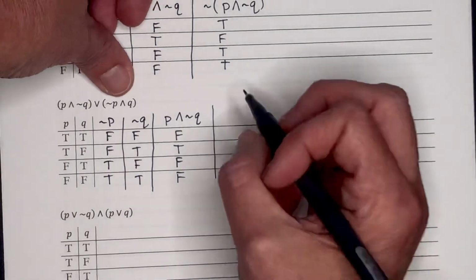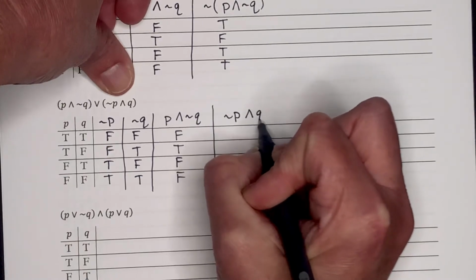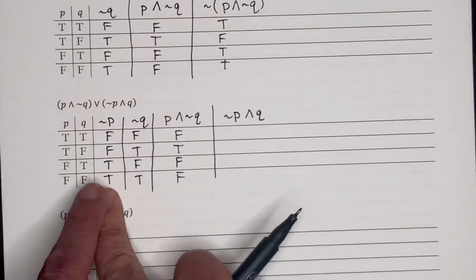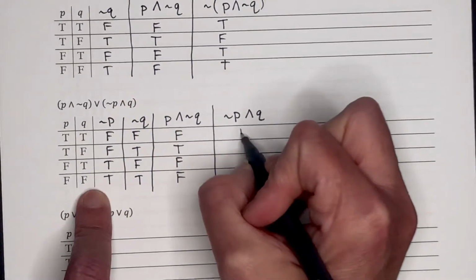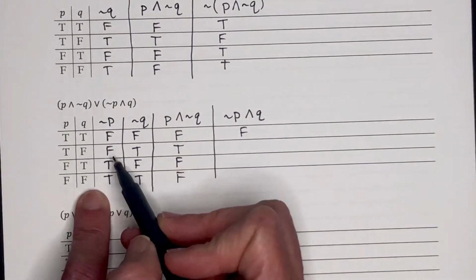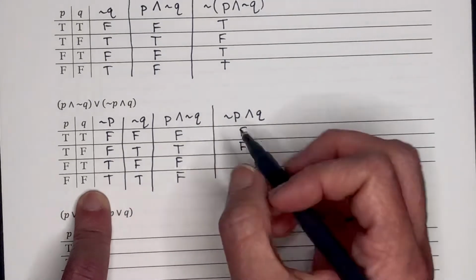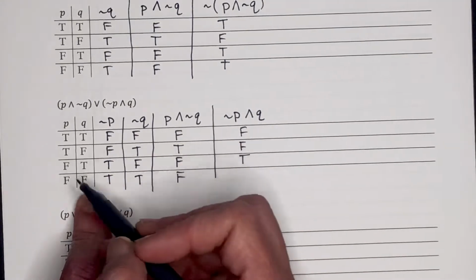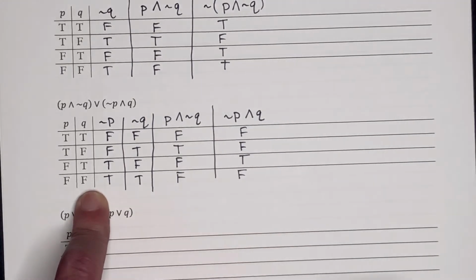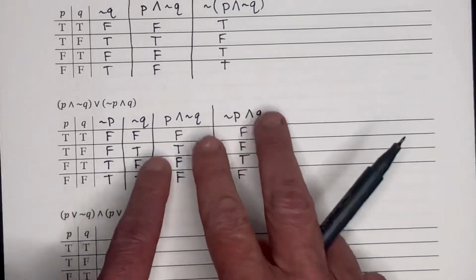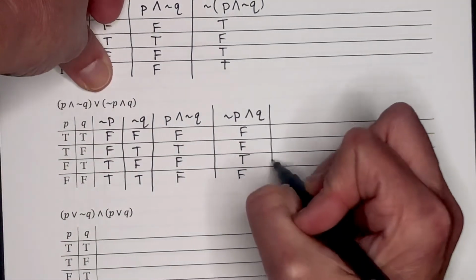Now deal with this one. Not P and Q. Not P is this column, Q is this column. True and false is false. False and false is false. True and true is true, and then false and true is false. So now we have the truth values for these two parts. Our last step is to put the or between them.